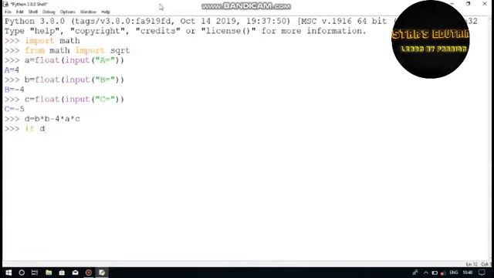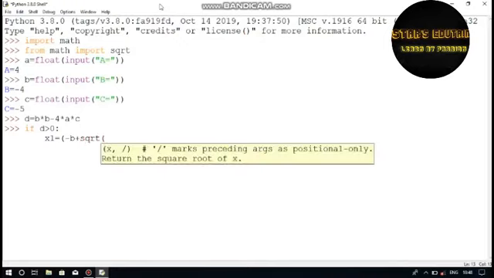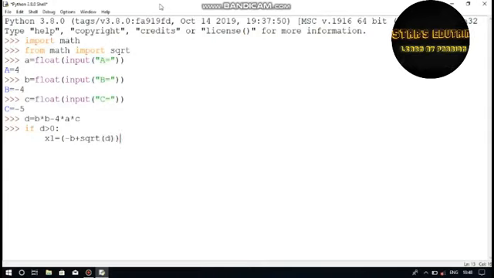Okay, if d is greater than 0, then the variable x1 equals, in the quadratic equation, the value of x1 is minus b plus the square root of d, divided by 2 into a.